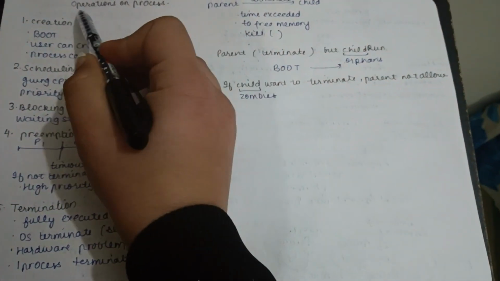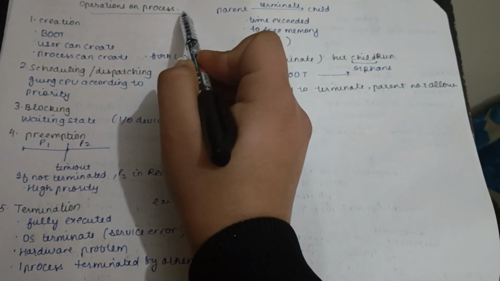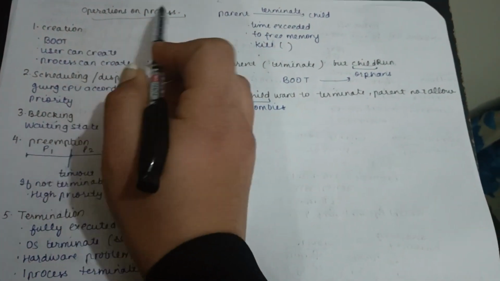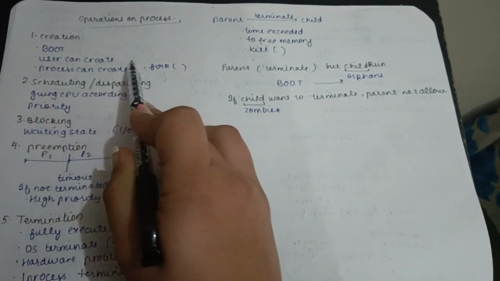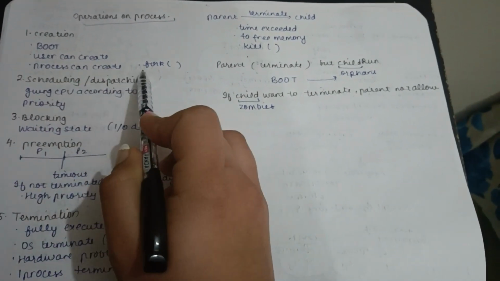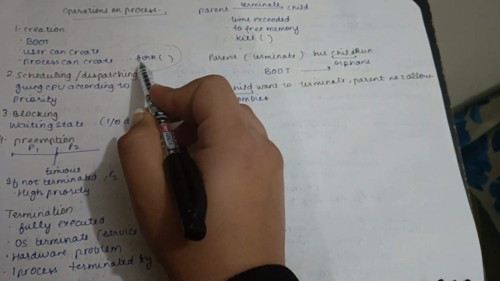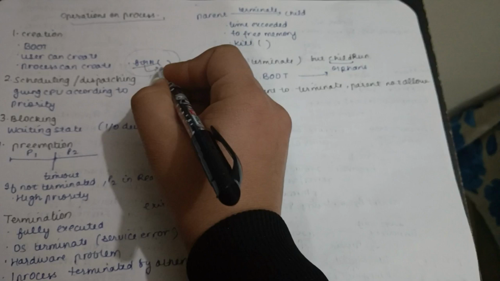And now we have the operations that could be performed on the processes. The first one is creation. The process could be created at booting time, and a user can create a process or a process can create a process. For example, we have the fork. Fork is when a parent creates its child process. It will make a call to create its own another process.